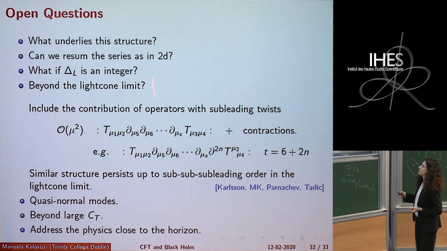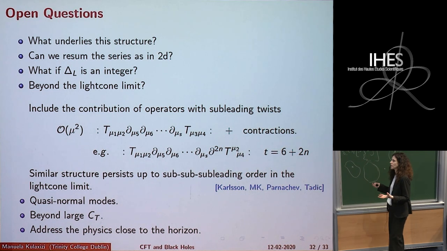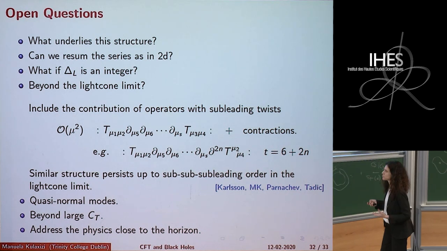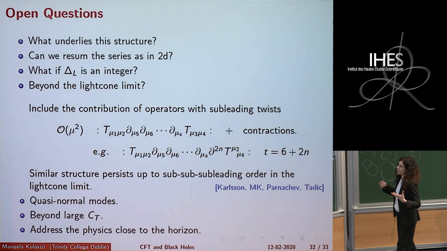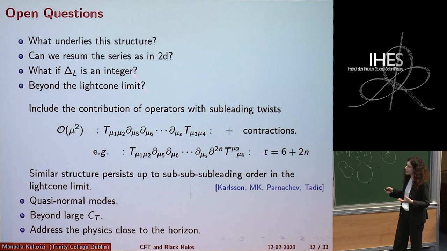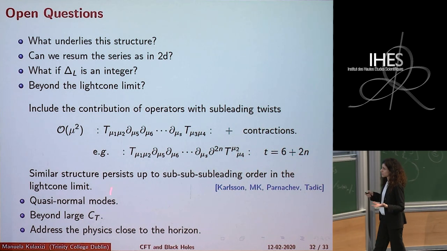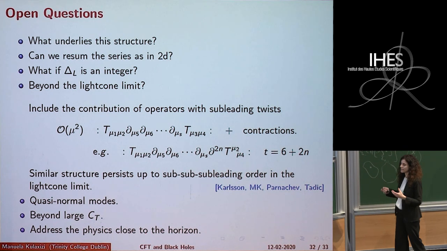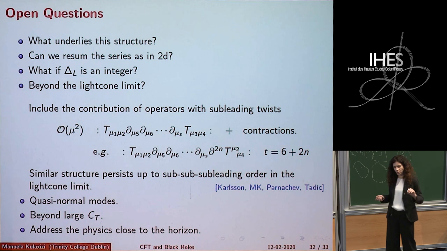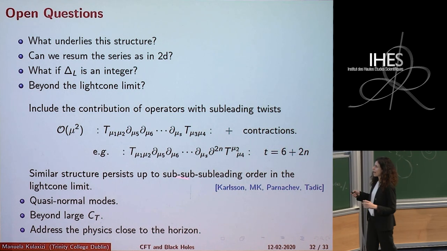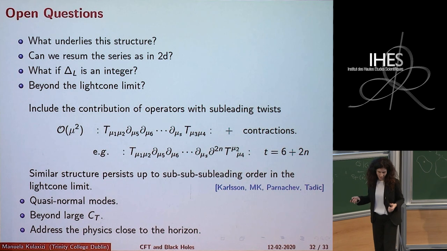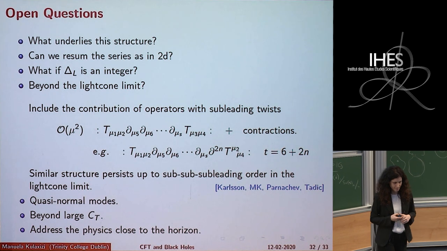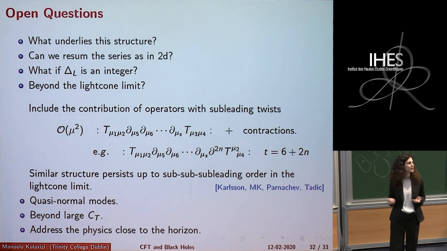Up to now I have only focused on the stress tensor sector of the correlator. Obviously, this is a program that wants us to push it further, and maybe after we are able to resum this, we can consider quasi-normal modes or go beyond large C, and address generally physics close to the horizon. That is possible probably due to the fact that we have two competing limits, both the Regge limit and the light cone limit, from which we can extract results. So thank you very much for your attention.